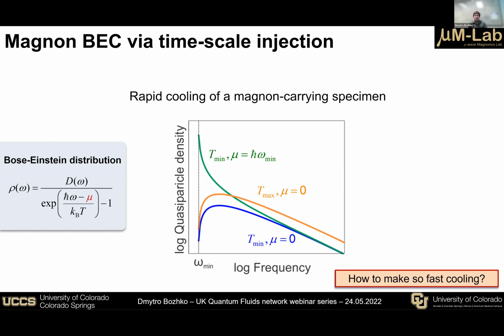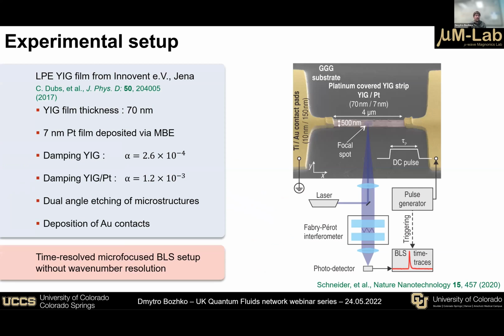With large macroscopic samples, it's very tricky and not really possible. You need to create huge gradients in temperature. But on the nanoscale, it's possible to achieve that without even using some cryogenics.